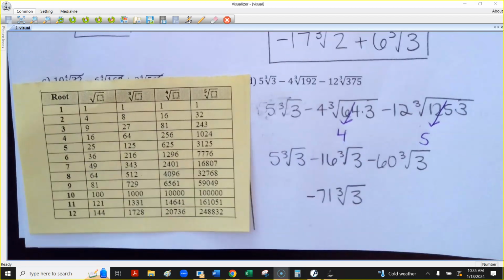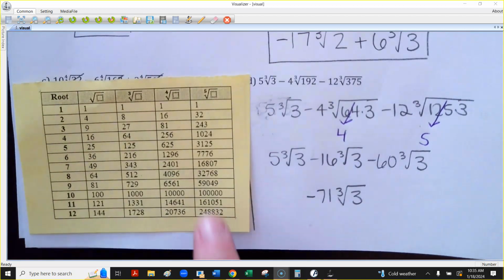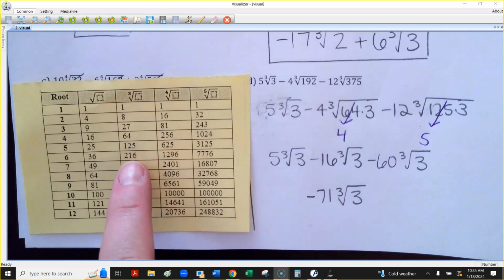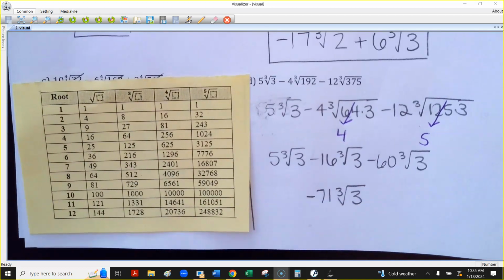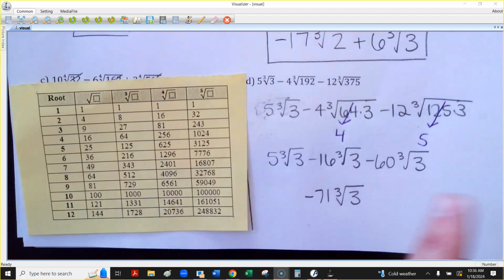The cube root of 64 is 4, so I pulled that out in front. If you like that better than the factor tree, feel free. If I'm doing the 375, again, I'm checking to see what numbers on that list of perfect cubes would go into it. So I just grabbed my calculator, did 375, I checked 125, and it was 125 times 3, so I just rewrote that, and then the cube root of 125 is 5.